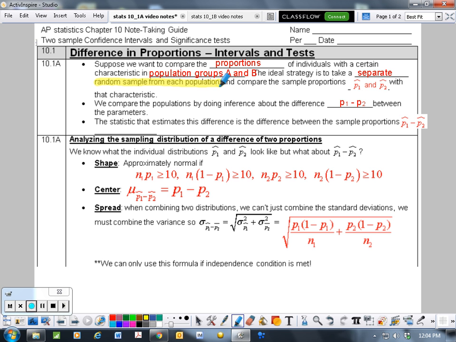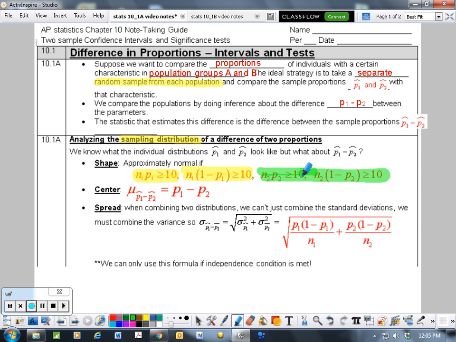So looking at the sampling distribution, because this is how we decide our probability: what does it look like when I sample over and over and over, and how are those differences going to look? So what do we know? Well, we know our two distributions are going to be normal if this is my normal condition for population 1, and this is my normal condition for population 2. As long as both of those are normal, then the differences will be normal also.